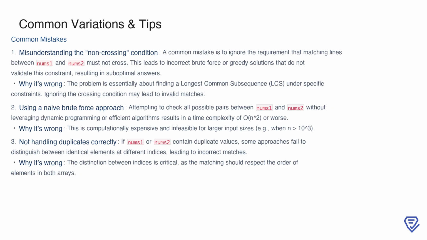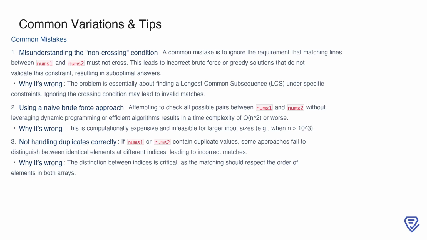First, misunderstanding the non-crossing condition can lead to invalid solutions. Remember, any matched lines between nums1 and nums2 must not cross, which is why this problem is fundamentally about finding the longest common subsequence, or LCS, under specific constraints. Ignoring this condition might lead to greedy or brute force approaches that fail to validate the correctness of the matches.